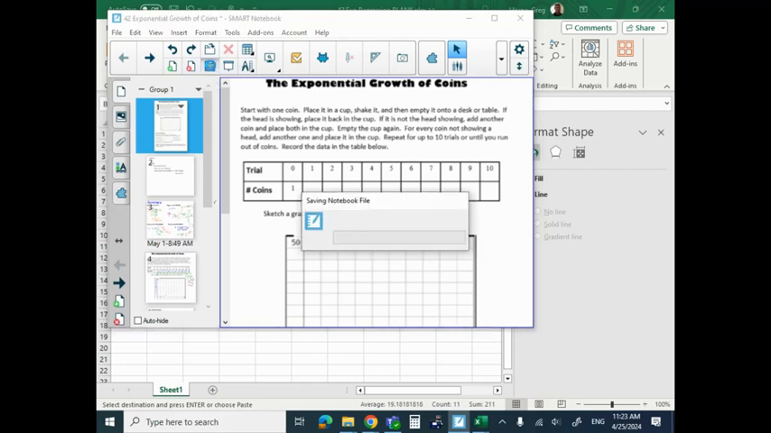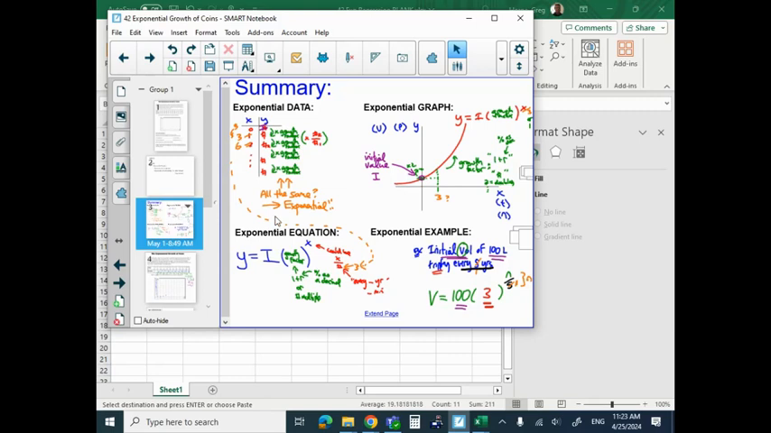So the idea of this lesson, of course, is just to give you a little more experience with our new unit and the equation and all that. Hopefully that works for you.